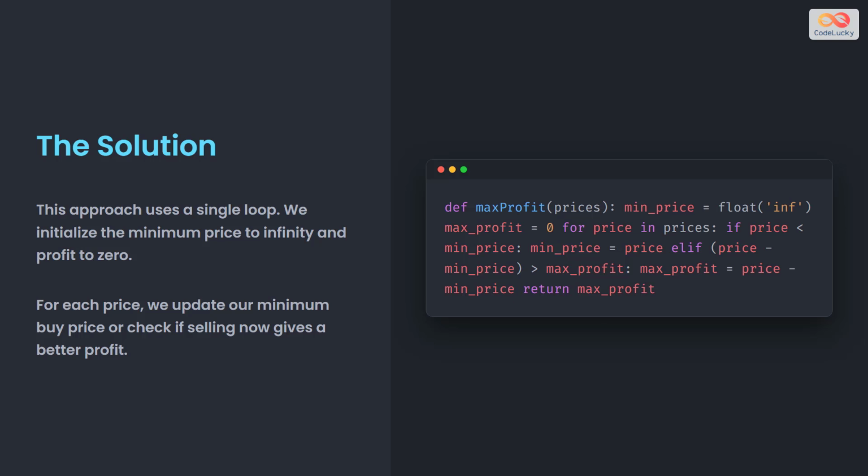Here is the Python code for the optimal solution. We initialize minimum price to infinity and max profit to 0. We iterate through the prices just once. Inside the loop, we either update the minimum price or update the max profit if the current price offers a better return.